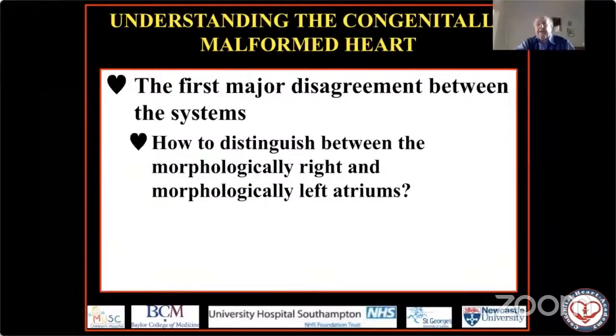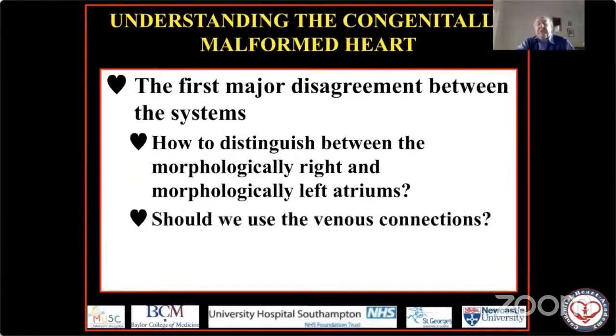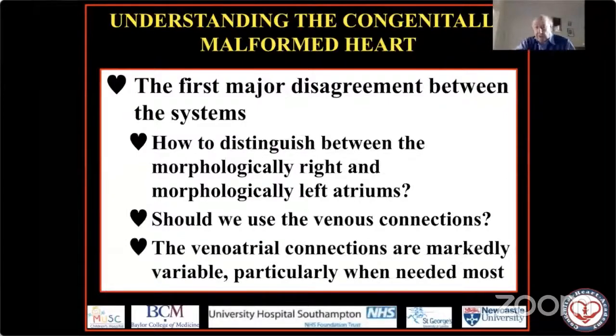And that, as I say, was the first major disagreement between the systems, because Richard uses the venous connections. But is it justifiable to use the venous connections? And in fact, using the morphological method, we determined it was not appropriate to use veno-atrial connections because they themselves are variable. And most importantly, they are variable when you need them most, which is in the setting of so-called heterotaxy. So is there an alternative way to distinguish what is morphologically right and what is morphologically left?